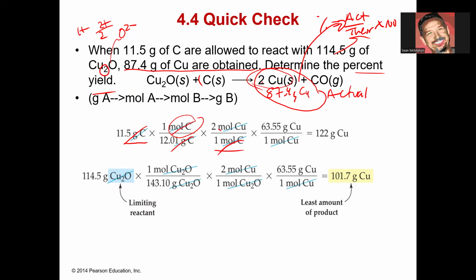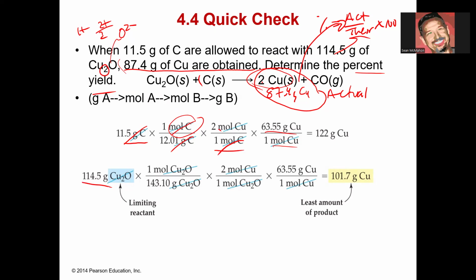And now convert the moles of copper to grams of copper, because that's what I was given as what I obtained for my actual yield. So I might as well get the same unit for theoretical yield. 1 mole of copper, 63.55 grams. I don't even calculate this. I do the next setup.